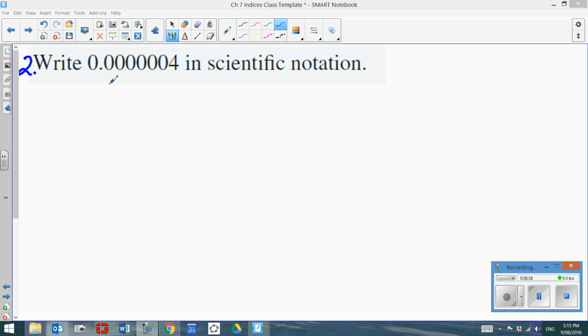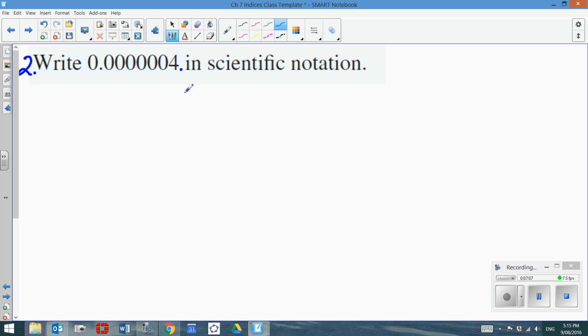For our second example, we're going to write 0.000004 in scientific notation. So again, I'm going to go to my first non-zero number, and I put my decimal directly after it. So 4 times 10. I need to move left in order to get my decimal back to where the question asked me to put it. I'm going to move left 1, 2, 3, 4, 5, 6, 7 times. And because I'm moving left, I use -7.